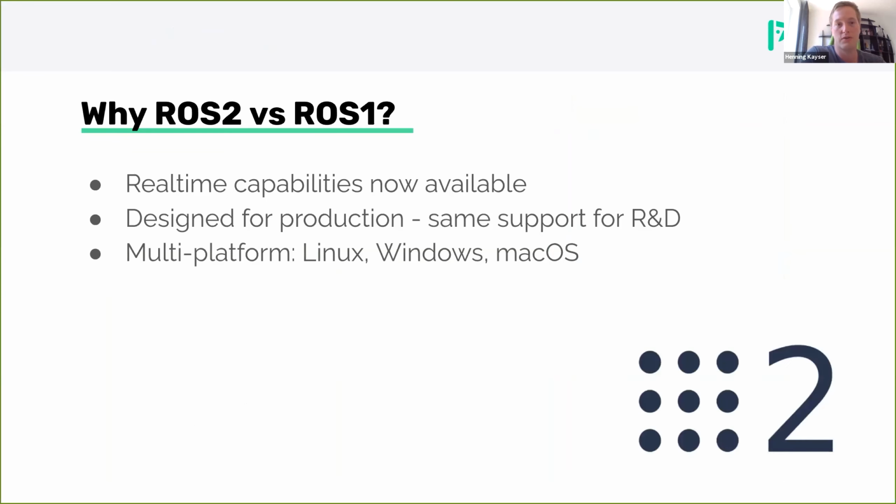So, the question: why ROS2 versus ROS1? We have real-time capabilities. It's designed for production, but we have the same support for research and development. And it provides multi-platform support: Linux, Windows, and macOS. Of course, there are a lot of other reasons why we would move to ROS2, but currently these are the biggest driving factors.